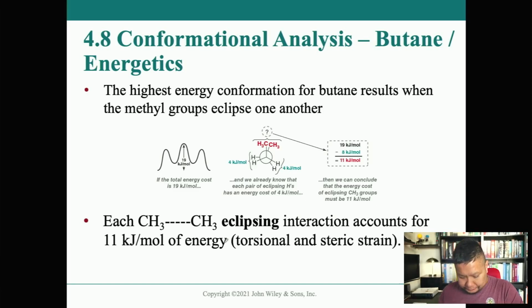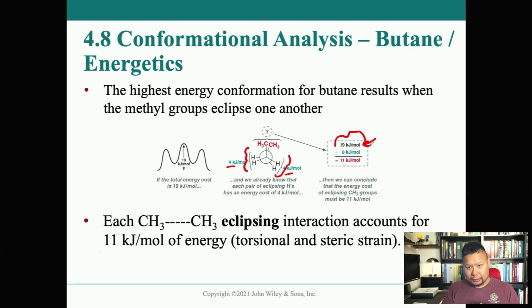Okay, so we already know from before that when two hydrogens pass each other, when they're rotating around that bond, it's 4 kilojoules per mole. 2 times, that's 8 kilojoules per mole. We know that the total experimental cost for when the methyl groups eclipse each other is 19 kilojoules per mole.